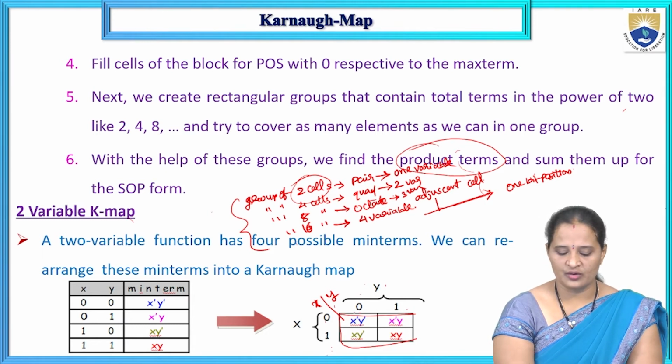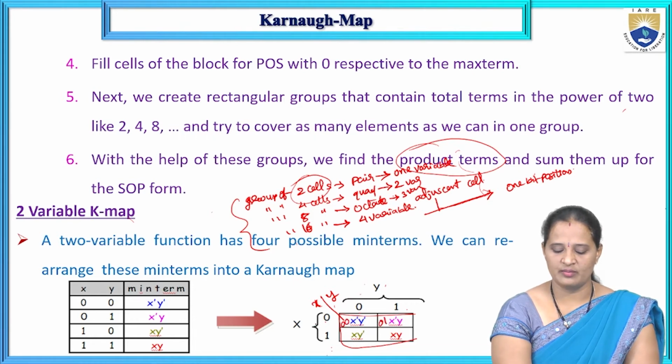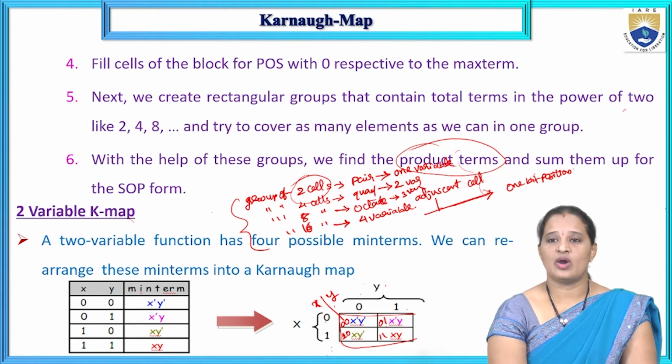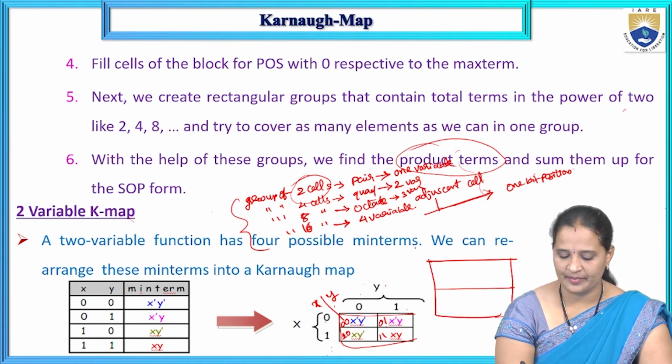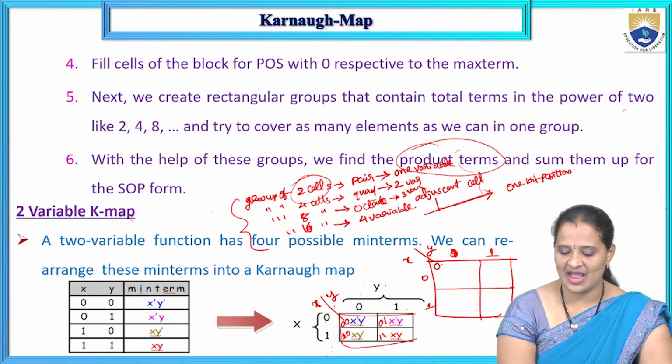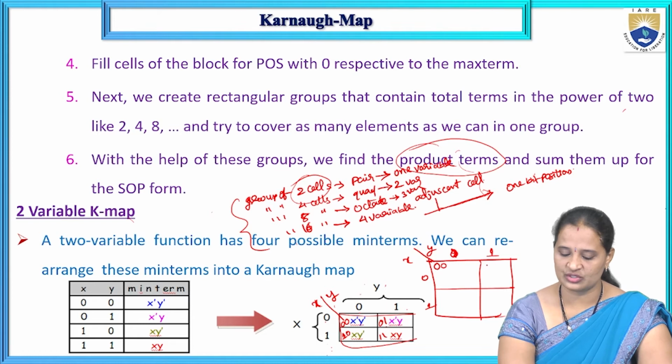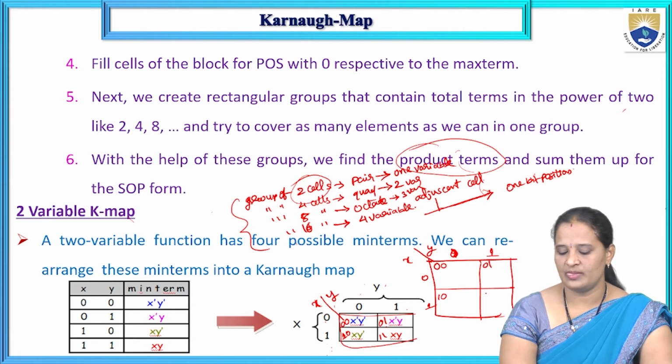Now what is the value of X and Y for this cell? 0, 0, and for this one 0, 1, because the X value is 0 for this entire row, whereas the Y value is 1 for this column. Now the X value is 1 for the second row, whereas the Y value is 0, so 1, 0, and this one is 1, 1. So I can draw it here. It is a two variable K-map, with X as rows and Y as columns: 0, 1 and 0, 1. So the binary value of this cell is 0, 0, this cell is 0, 1, then 1, 0, and 1, 1.